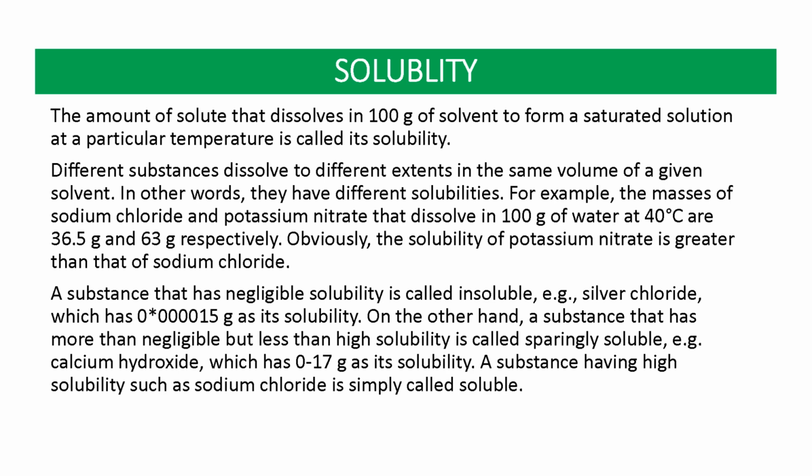So a substance which has negligible solubility, we call it insoluble. A substance which has more than negligible but less than high solubility, we call it sparingly soluble. And a substance which has high solubility, we call it soluble.